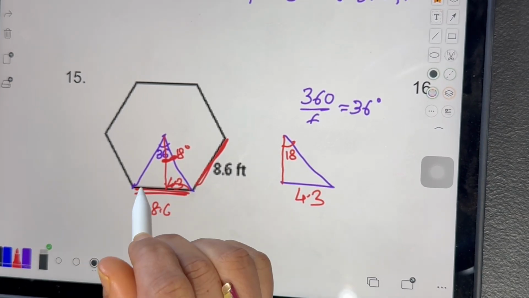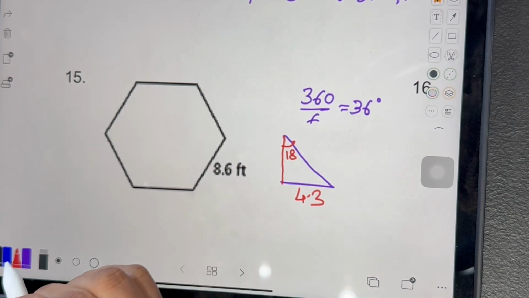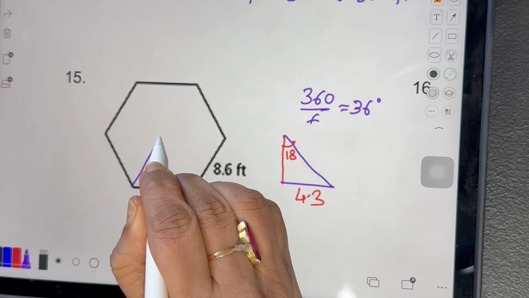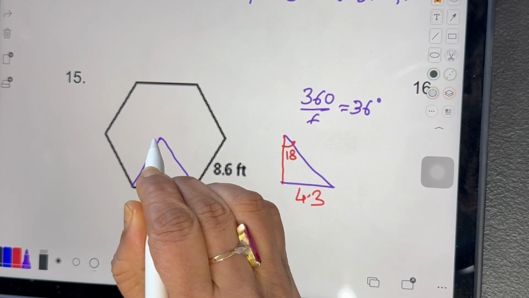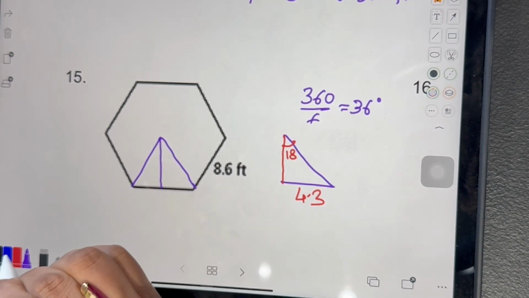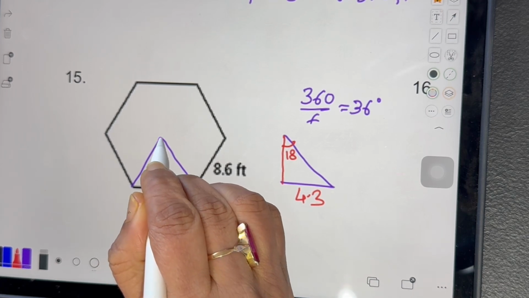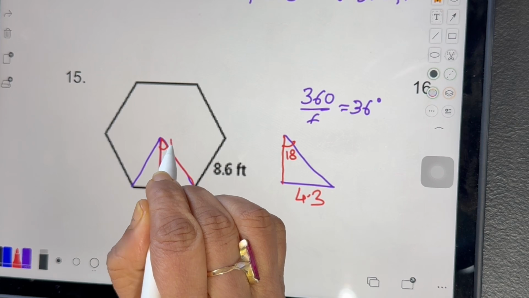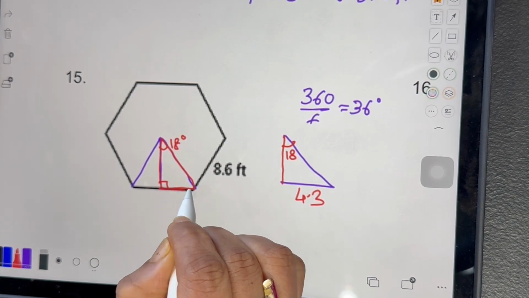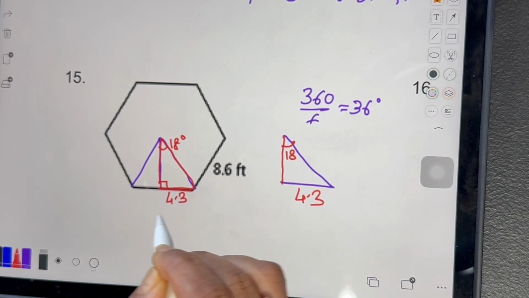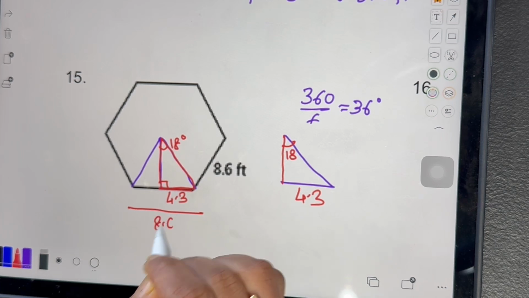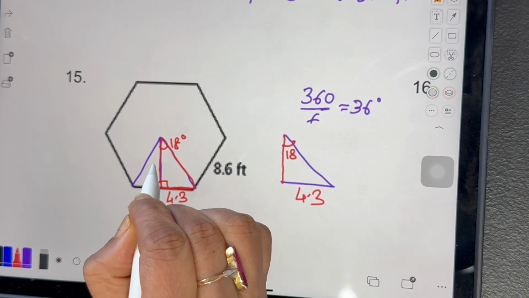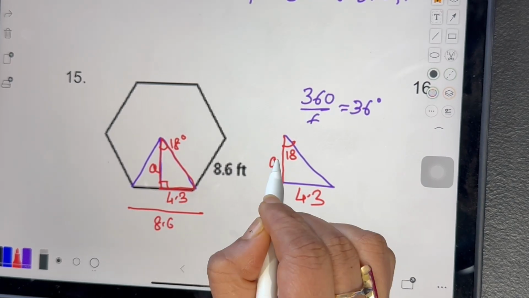I am erasing something so that things will look much clearer now. So what did I do? I found the central angle, which was 36, and I made it half. So it became just one triangle, the red triangle, that is 90 degrees. This half angle is 18 degrees. And this half side will be 4.3. Why? The whole side is 8.6. Now you can use your trig ratio to find the apothem.